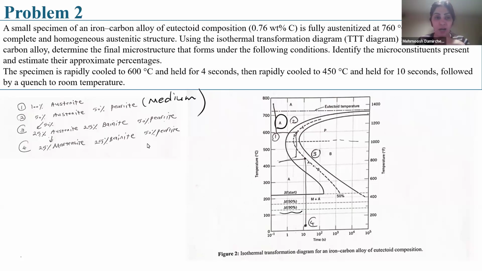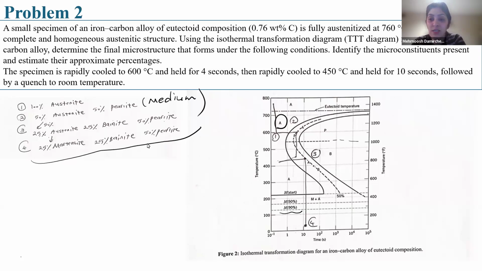What about the weight fractions? We calculate that exactly here. We don't use the lever rule here. We use the lever rule for hypoeutectoid or hypereutectoid compositions. But if the problem asks you about the weight percent of ferrite or cementite, you can use the lever rule.